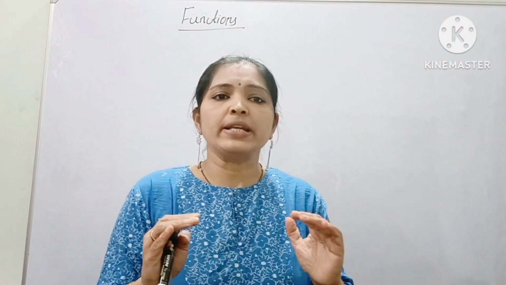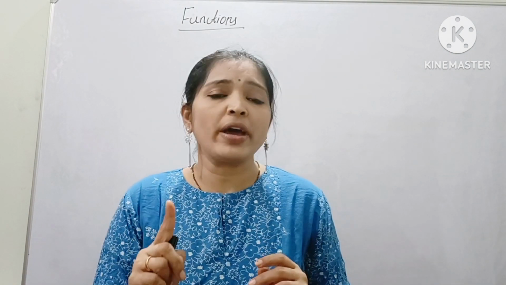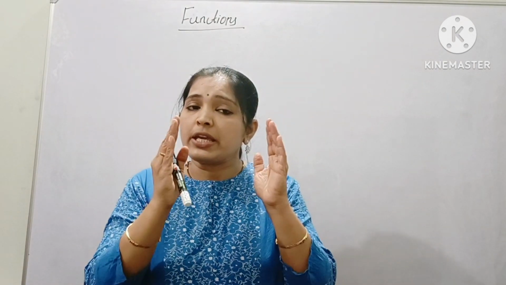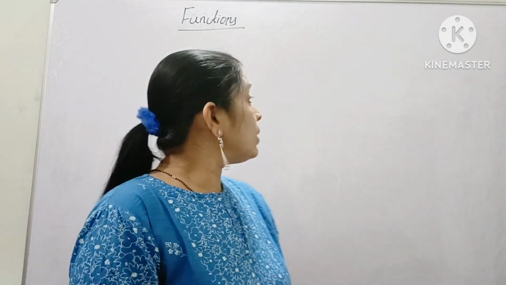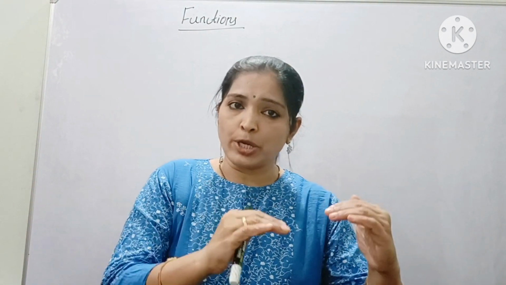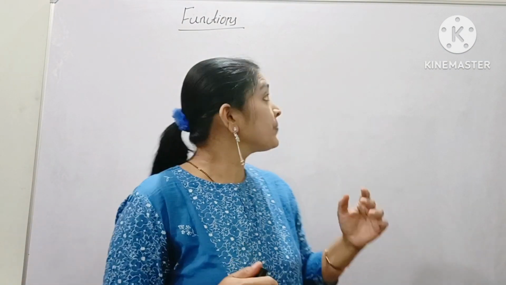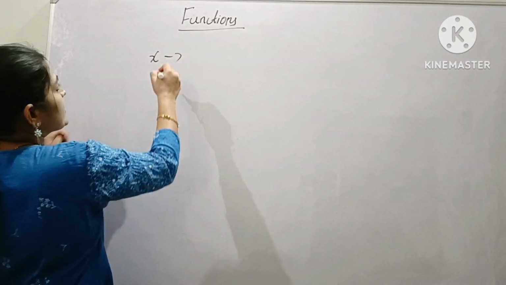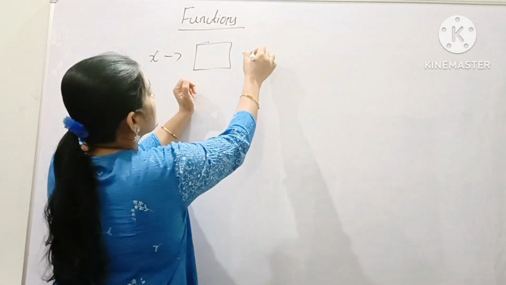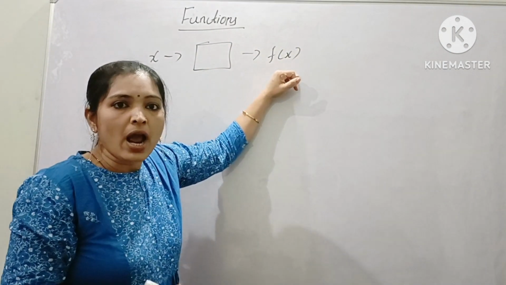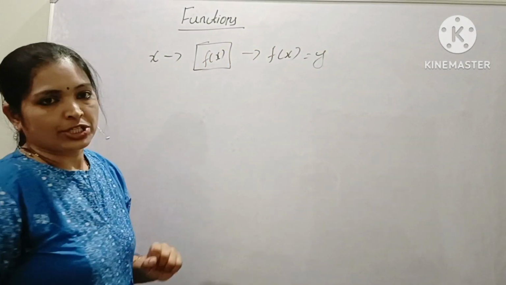So a function is the relationship between input and output, with exactly one output for each input. That is, each input has exactly one output. That is the function. Take x as the input, some operations happen, and we get f of x as the output, or we can call it y. It is the function.